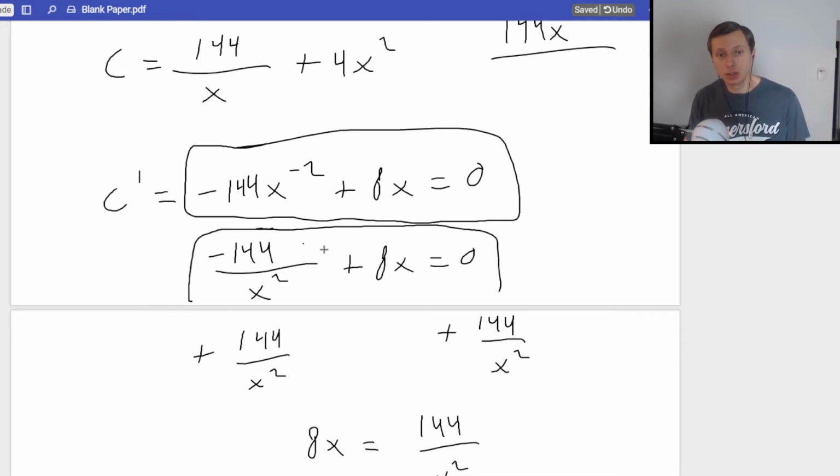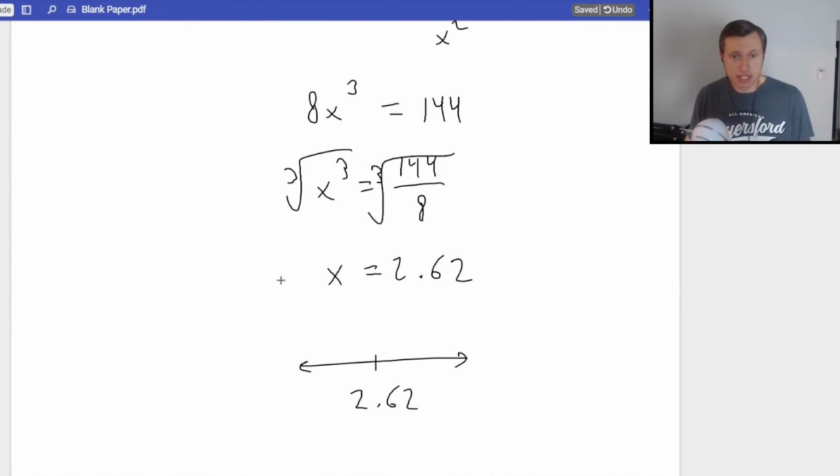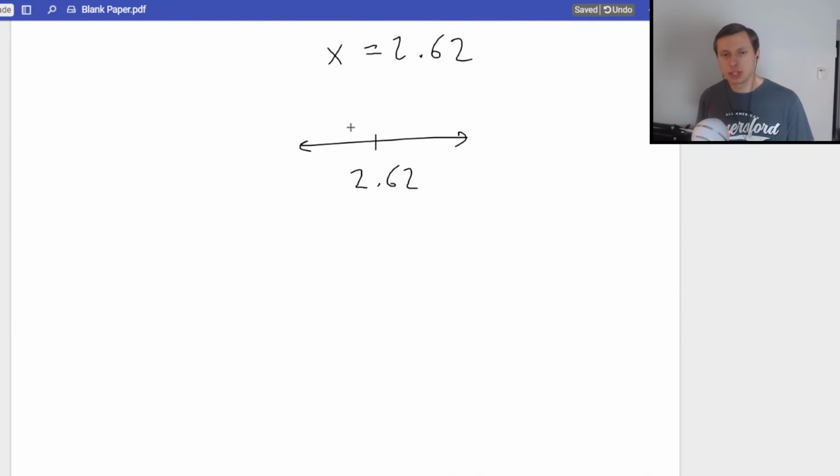I would personally choose the bottom one, though. I think it's easier. So if you do that, I'm just going to tell you the result. If you plug in 1, you're going to get a negative number. If you plug in x equals 3, you're going to get a positive number. This is a minimum, min at x equals 2.62.